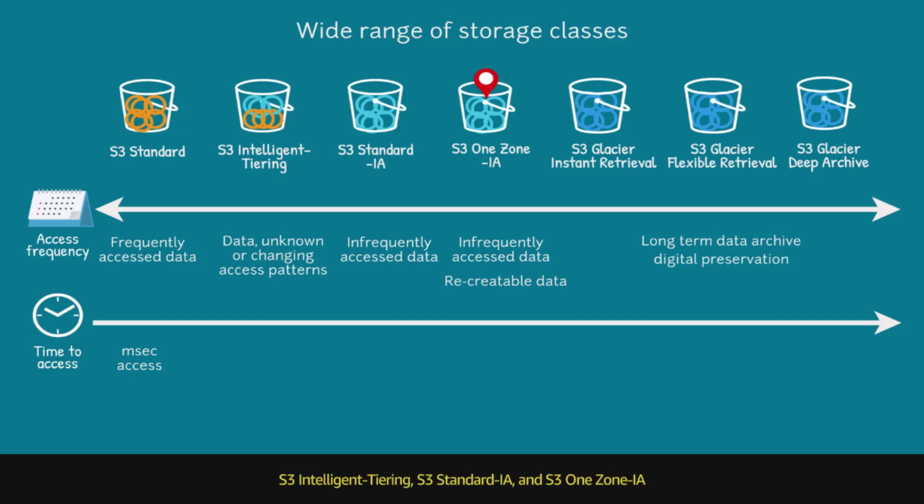S3 Intelligent-Tiering, S3 Standard-IA, and S3 One Zone-IA also have the same low latency and high throughput performance as S3 Standard. The S3 Glacier Instant Retrieval storage class delivers the lowest cost storage with milliseconds retrieval. It is designed for archive data that needs immediate access.